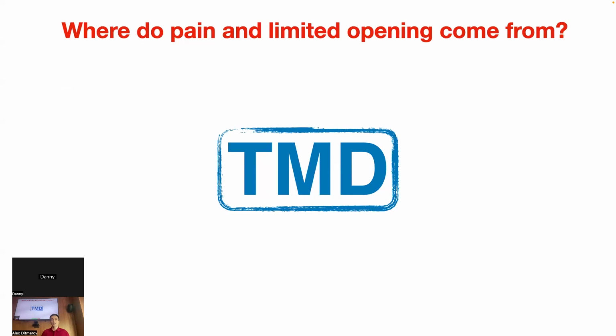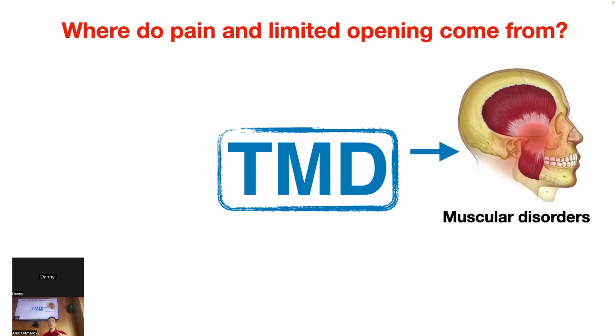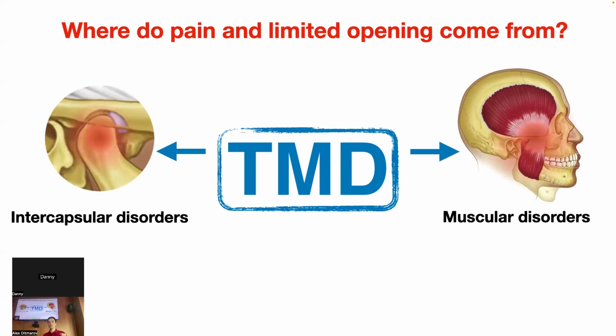Okay. Where do pain and limited opening come from? Important question to raise, right? We have a TMD, temporomandibular disorder. And we know that all TMDs could be divided into either muscular disorders or intracapsular disorders, right? So pain comes either from the muscles of mastication or from issues inside the capsule of the TMJ.